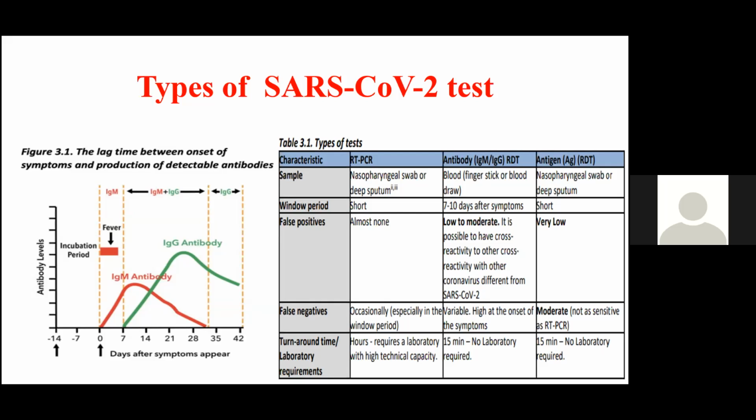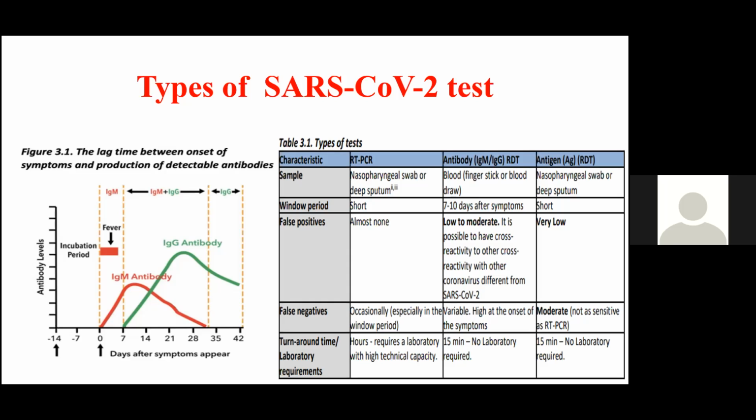The false negatives for PCR are occasionally low. For antibodies, they are variable, especially at the early onset of the symptoms. And they are moderate when you are looking for antigens.